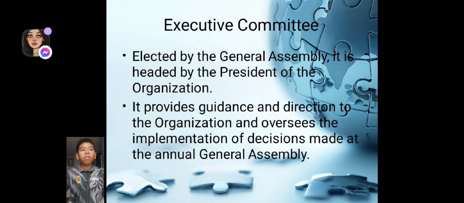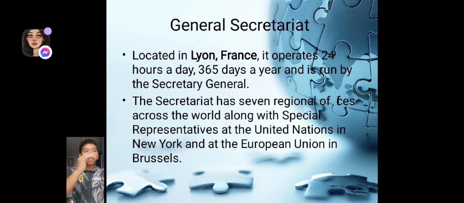The Executive Committee, elected by the General Assembly, is headed by the President of the organization. It provides guidance and direction to the organization and oversees the implementation of decisions made at the annual General Assembly. The General Secretariat, located in Lyon, France, operates 24 hours a day, 365 days a year, and is run by the Secretary General.